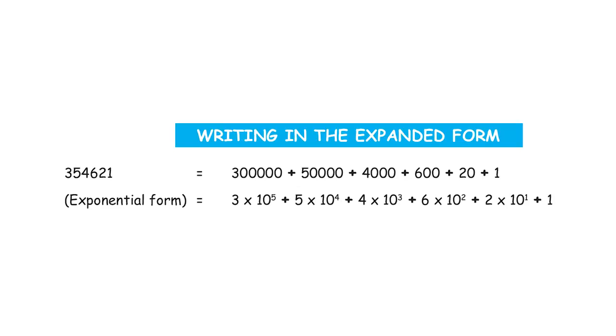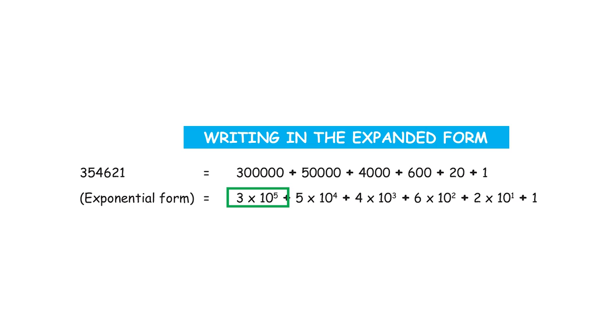Let's see what that is. Here is your number 354,621. How do you write that? So we write it as 3 lakh plus 50,000 plus 4,000 plus 600 plus 20 plus 1. That is your expanded form.